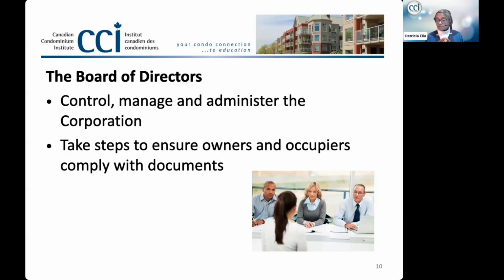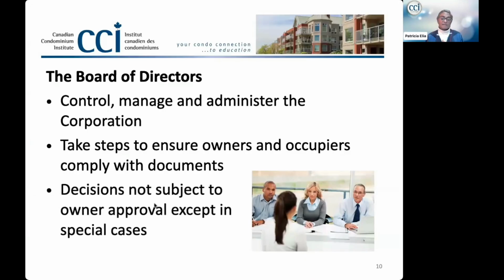It's not an option. It is something that must be done. And to those of you who are in the management field, it really falls on you often through your management contracts to help the board execute that. People also misunderstand that not all decisions are subject to owner approval. There are special cases, however, in which we will go to the owners and actually ask them if they agree. But you'll see Section 97 is a really good section to break down some of the delineation of those obligations.